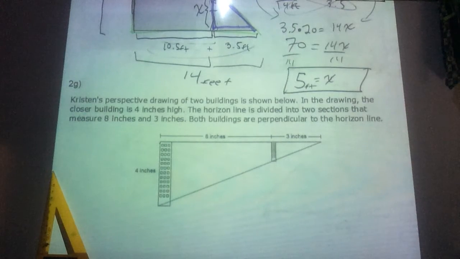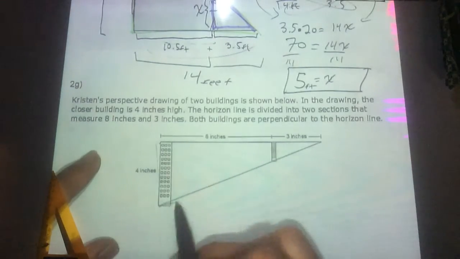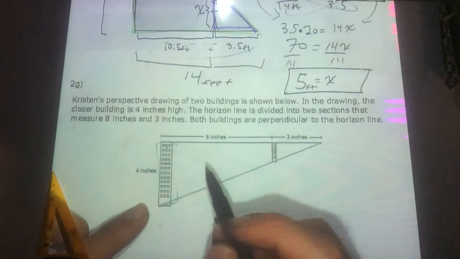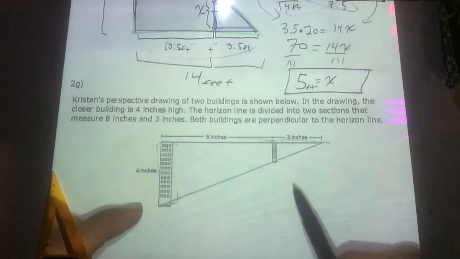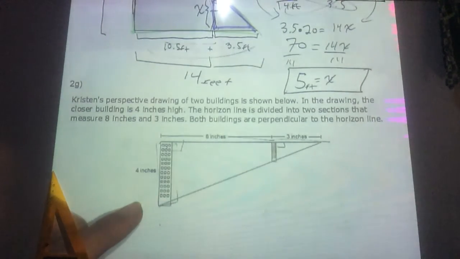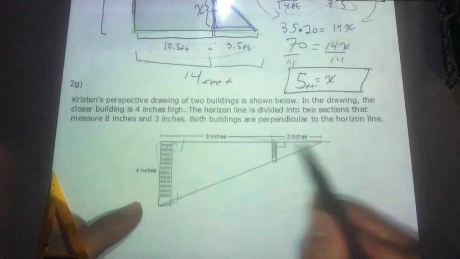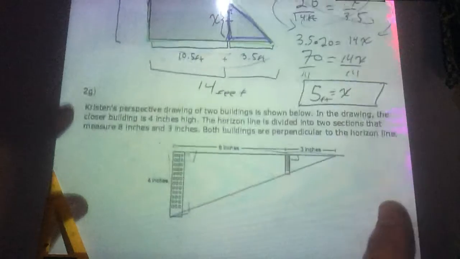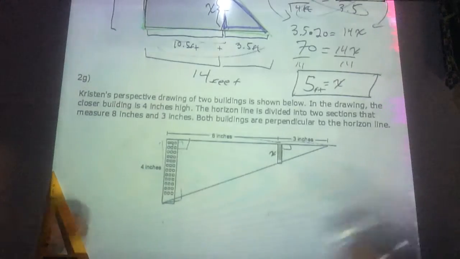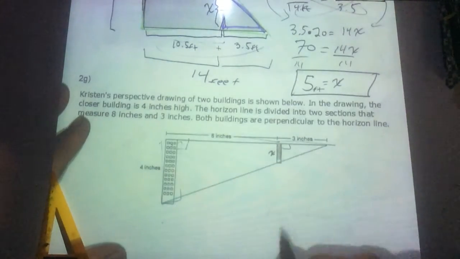Kristen's perspective drawing, a scaled-down version of 2 buildings, is shown below. In the drawing, the closer building is 4 inches high. The horizon line is divided into 2 sections that measure 8 inches and 3 inches. Both buildings are perpendicular, at 90 degrees, to the horizon line. I cut out the question, I'm sorry, but it asks: what is the height of the building in the further distance?